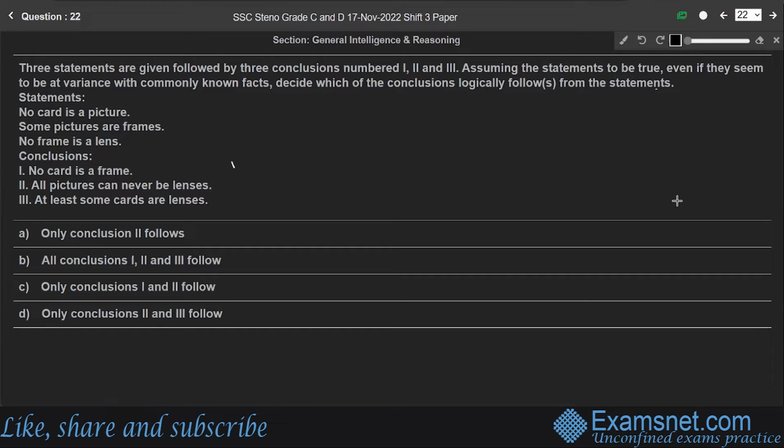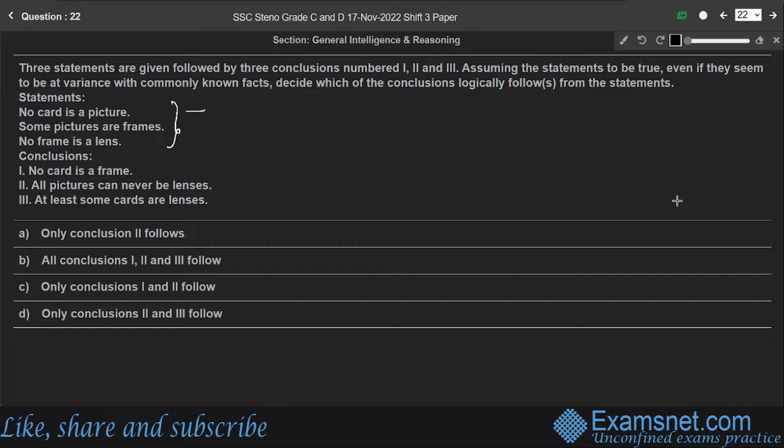Question number 22. Three statements are given followed by three conclusions numbered 1, 2, and 3. Assuming the statements to be true, even if they seem to be at variance with commonly known facts, decide which of the conclusions logically follow from the statements. Let us represent the given statements in the form of Venn diagram first. Later we can decide which of the given conclusions logically follows the given statements.